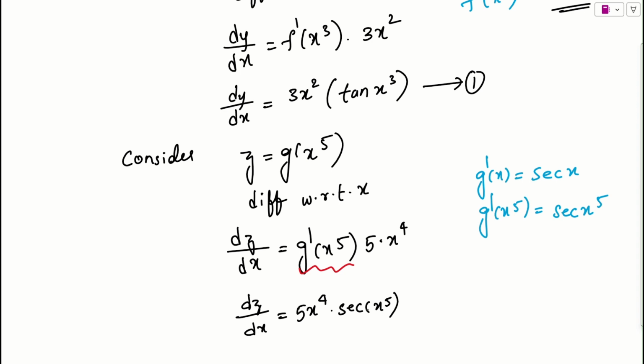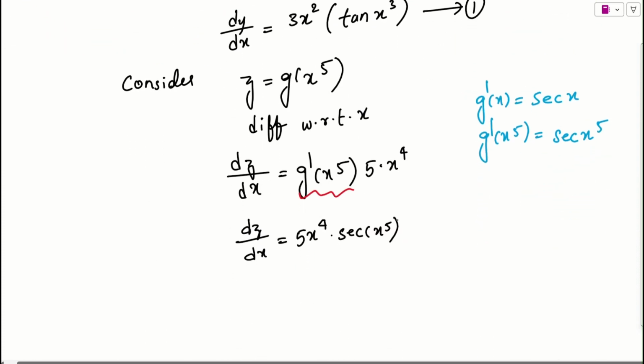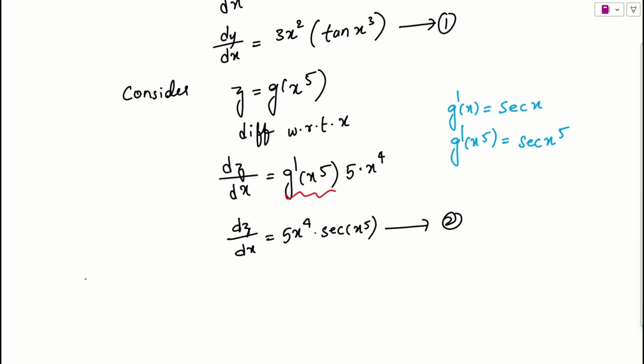Now come to the question. They are asking about dy by dx. You need to find it, then apply the limit to that, and you have to divide by x. So do it one by one. Take this as equation number 2. Let me zoom out. Now what do we want? We want dy by dz. Actually, this is nothing but dy by dx times 1 by dz by dx. Is it okay?